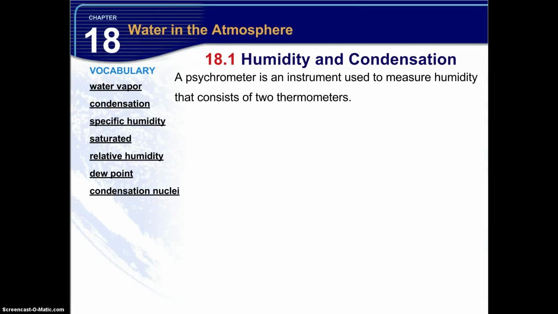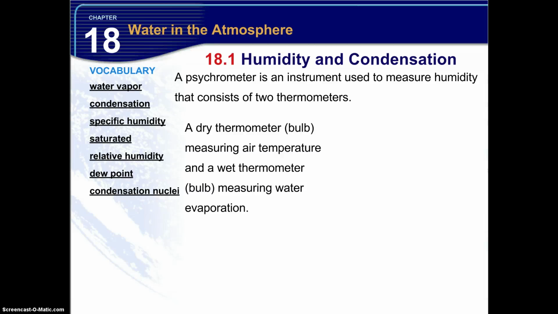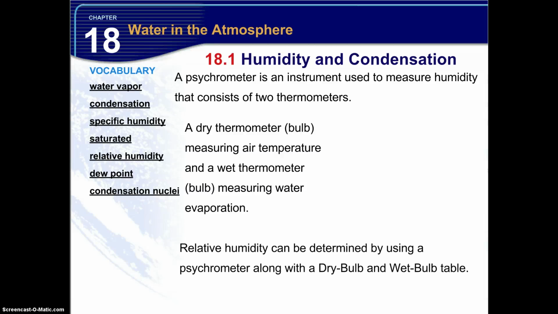A psychrometer is an instrument used to measure humidity that consists of two thermometers. One is a dry bulb, one is a wet bulb. Relative humidity can be determined by using a psychrometer along with the dry bulb and wet bulb table. Something has been established through experiments based on the properties of water and air.